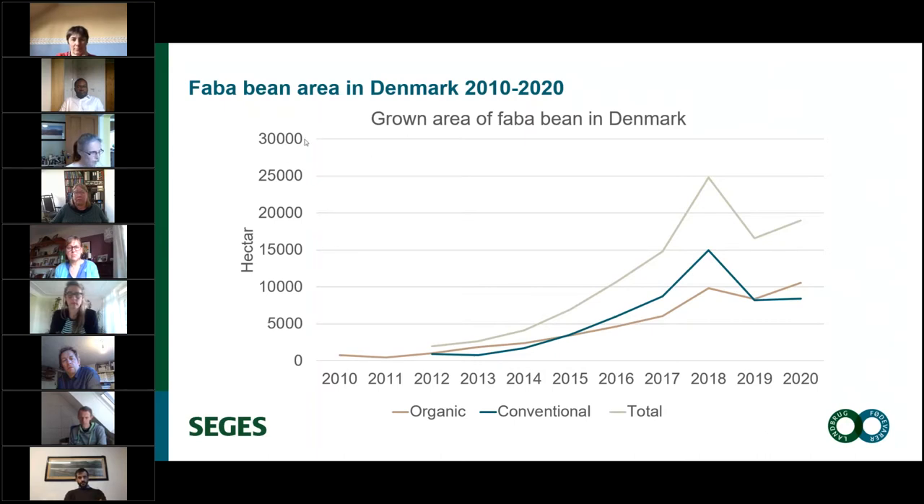Especially, it has increased in the organic, starting earlier than in the conventional, but also in the conventional. And as you can see, we actually had quite a big area in 2018, but unfortunately we had a drought, and that's the reason why it's dropping for the year after. And you can see it's dropping more for the conventional than the organic, and that's because there was a lot of new growers that had fababeans for the first year, and then we had the drought. So in fact, the interest for growing fababeans in organic farming in Denmark is quite stable, and that's good.